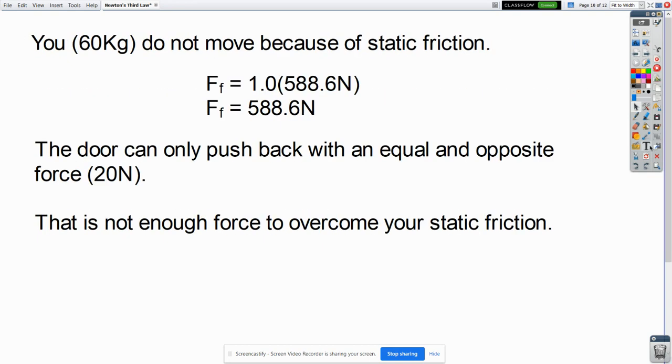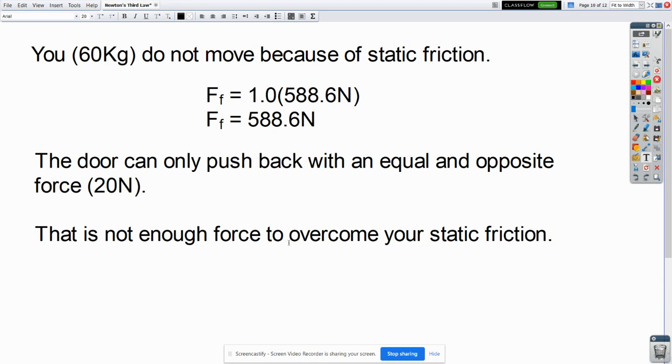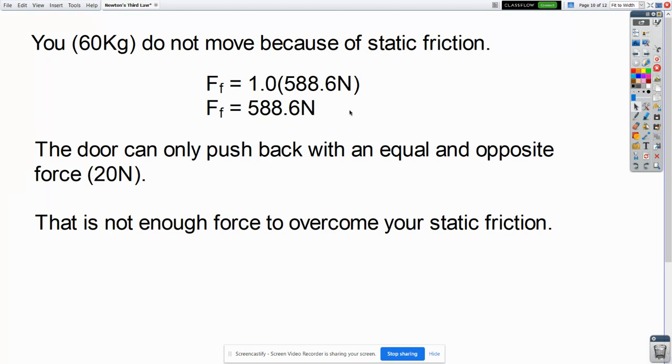In fact, I can calculate it out here, but basically, you're doing a 20 Newton force, right? And so with a 20 Newton force and 588.6 Newtons of friction, there really is no net force because this is static friction. That's why I didn't calculate it out. This is static friction. This is the force you'd have to apply just to get it to start moving.